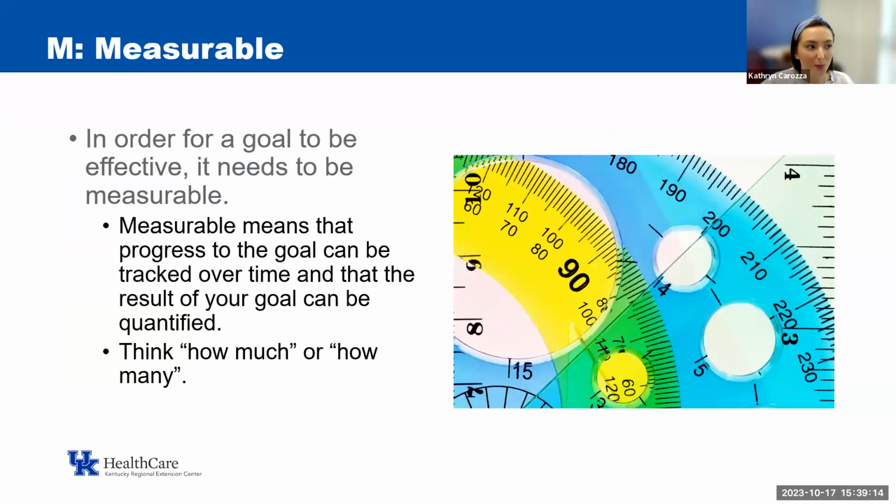M stands for measurable. So in order for a goal to be effective, it needs to be measurable. Measurable means that progress to the goal can be tracked over time and that the result of your goal can be quantified. So think how much or how many.